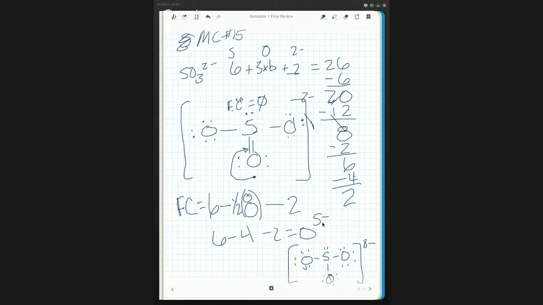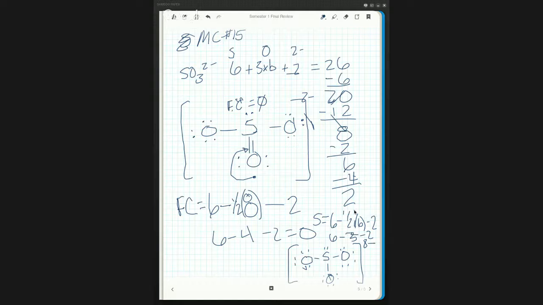So sulfur's formal charge: 6 minus half of the bonded electrons, so that's half of 6, minus the unbonded pairs, so minus 2. So that's 6 minus 3 minus 2. So 6 minus 5 is 1. This structure right here gives you a formal charge of 1, and so it is not as likely as the other one. When you can get a formal charge that's 0, that is the most likely structure.